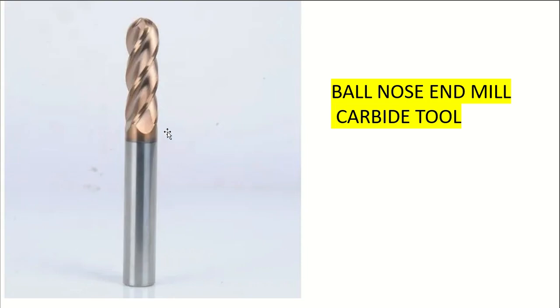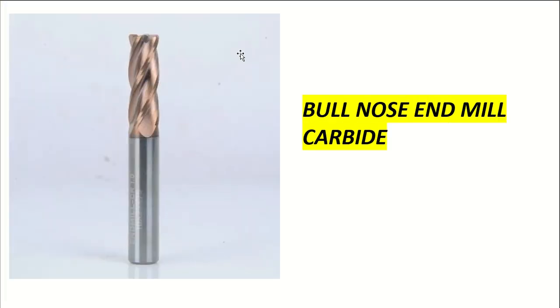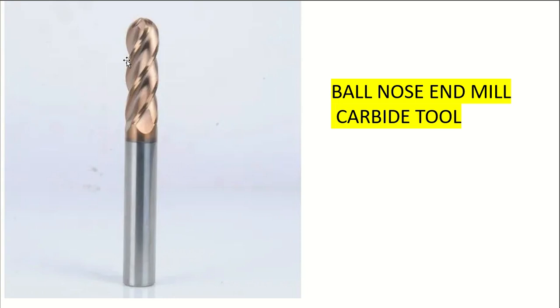Next tool is the ball nose end mill. Bull nose and ball nose, what is the difference between the two? Bull nose, we have a specified corner radius on the tool. Ball nose means a full radius tool. For example, if we select a ball nose with a radius of 5 mm, that is half of the tool diameter. This is the main difference between ball nose and bull nose. Bull nose end mill, ball nose end mill, and flat end mill all come under the end mills. Okay, this is a ball nose end mill.